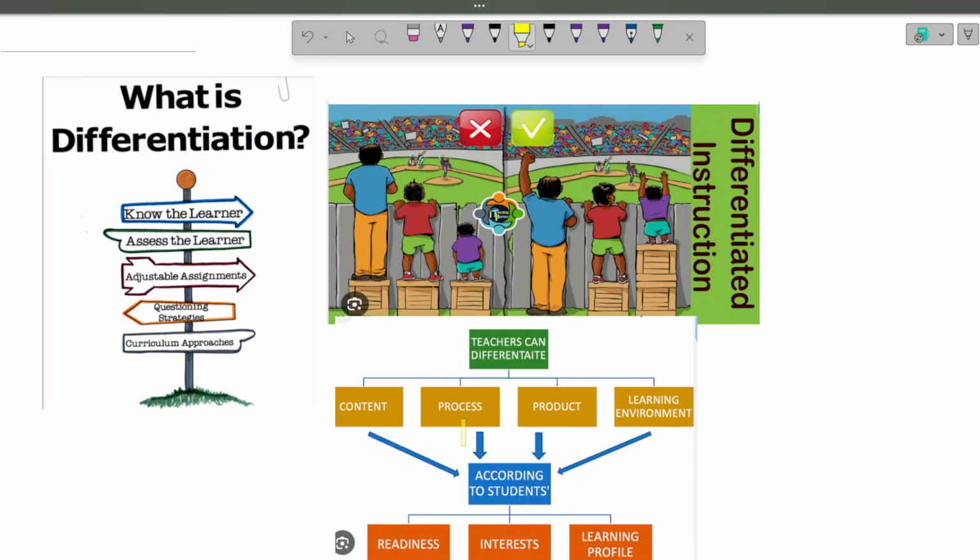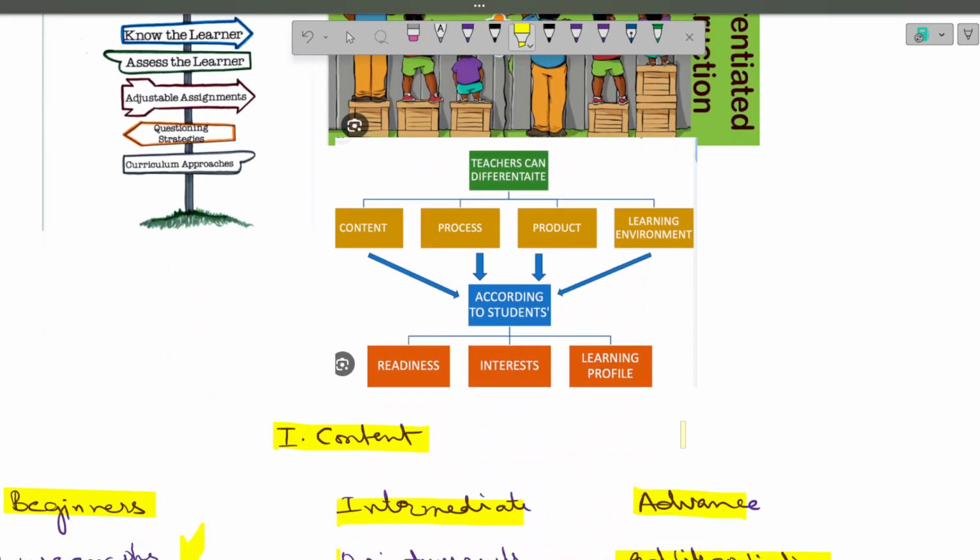Content, how to do process, product, and their readiness, interest and potential, and how to assess them.